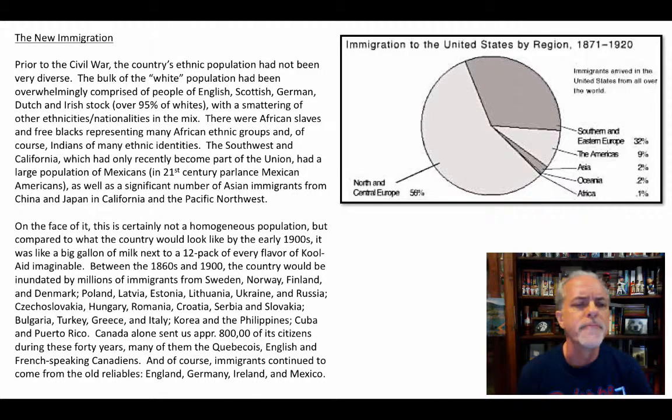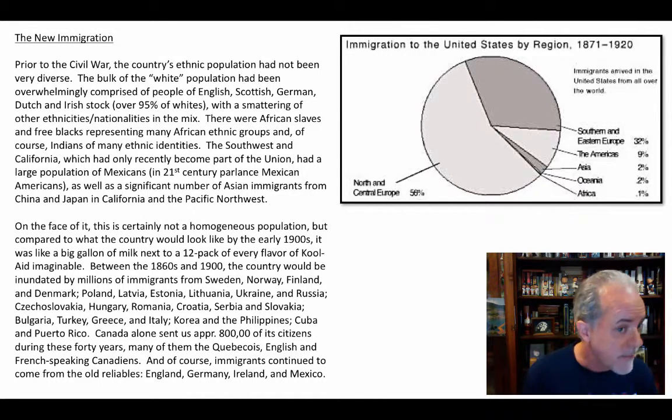Prior to the Civil War, the country's ethnic population had not been very diverse. The bulk of the white population had been overwhelmingly comprised of people of English, Scottish, German, Dutch, and Irish stock. Over 95% of the whites in the country were these 5 ethnicities, with a smattering of other ethnicities and nationalities in the mix. You know, there were a few Swedes and Frenchmen, Canadians, whatnot, okay?